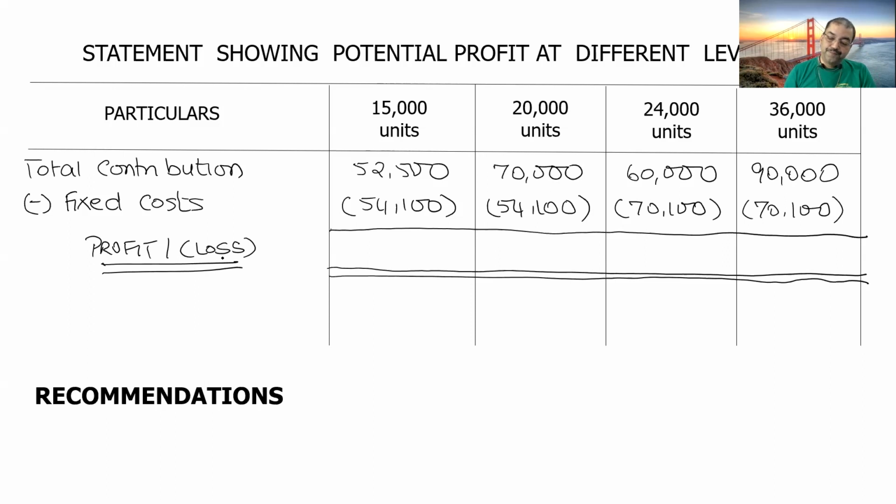Profit or loss: in the first case, there will be a loss of 1,600. Second case, a profit of 15,900. Third case, a loss of 10,100. And fourth case, a profit of 19,900.